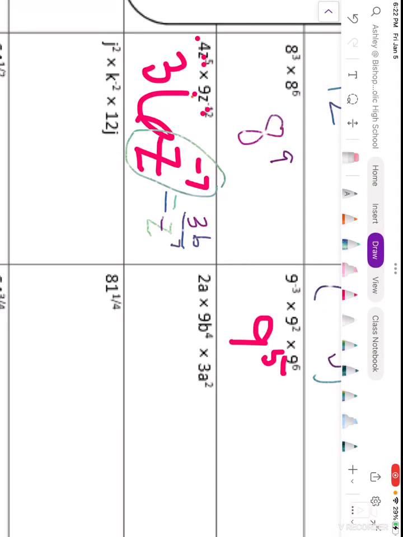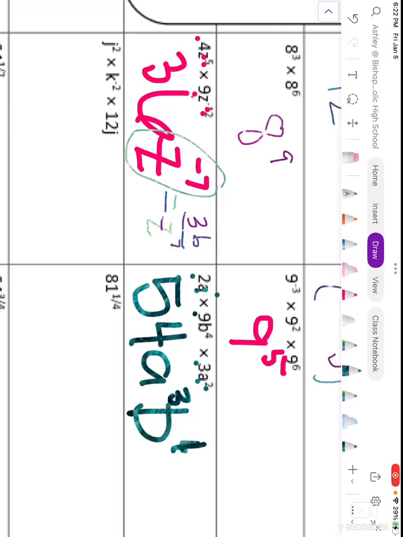All right, here we're going to multiply. 2 times 9 is 18. 18 times 3 is 54. And then we'll add the ones that match. So a and a squared, a is like a to the first. So 1 plus 2 is 3. So that'll be a cubed, and then b to the 4th.